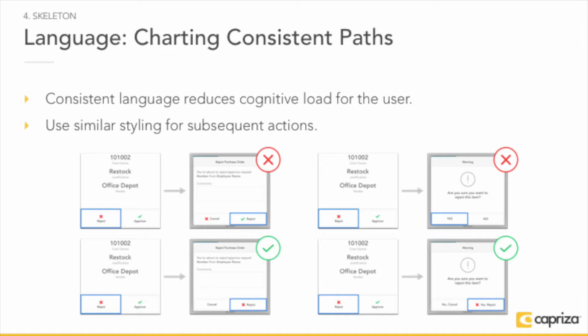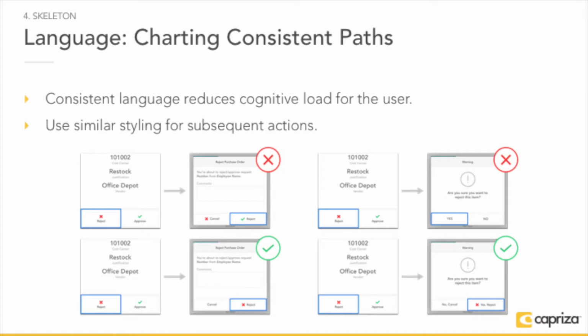Often in enterprise workflows, there are follow-up pages and subsequent steps necessary after a given button is tapped. To reduce the cognitive load for the user, consistent signage and styling is essential. If an action such as reject has a red X icon next to it, carry that same styling and iconography through to the subsequent page, as illustrated in the examples on the left here.